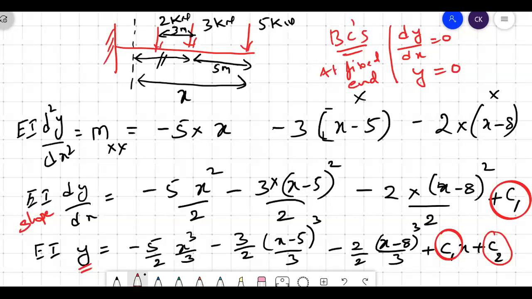So the fixed end means x is equal to L, that is nothing but 10 in my problem. So substituting x is equal to 10 in my problem, with dy by dx is equal to 0 and y is equal to 0, in my derivations I can find the C1 value and C2 value.